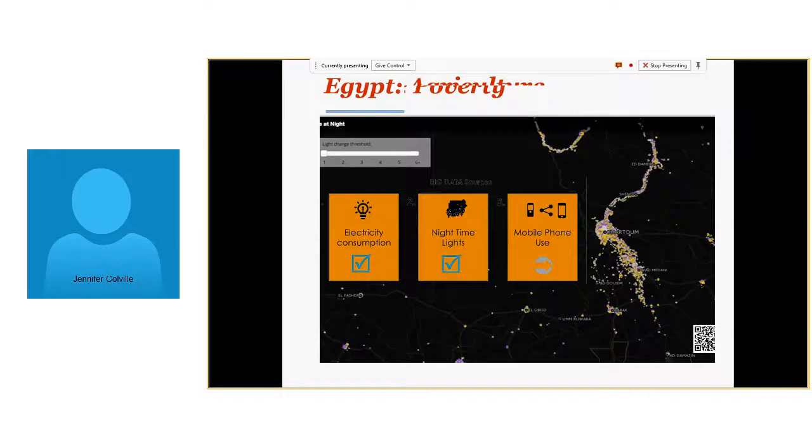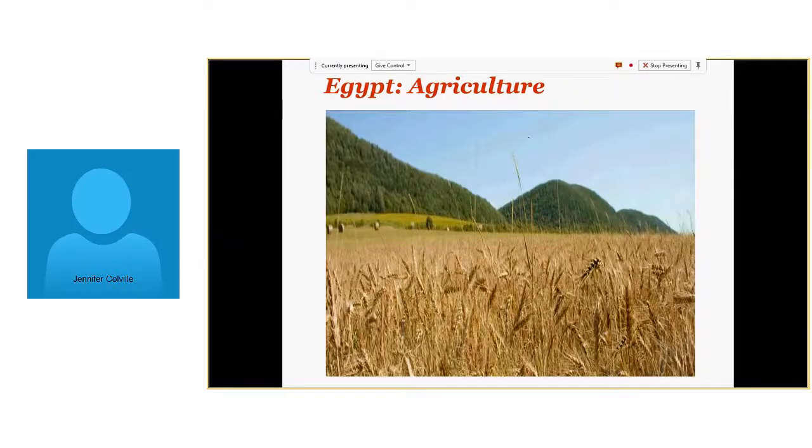Egypt was our third country, and they went a completely different route. They wanted to use remote sensors to gather meteorological and agricultural data to help farmers with better farming practices and irrigation practices.